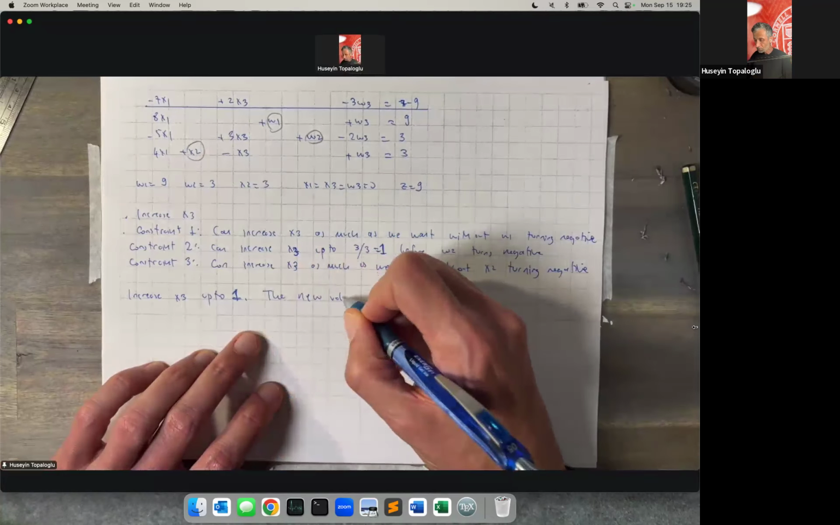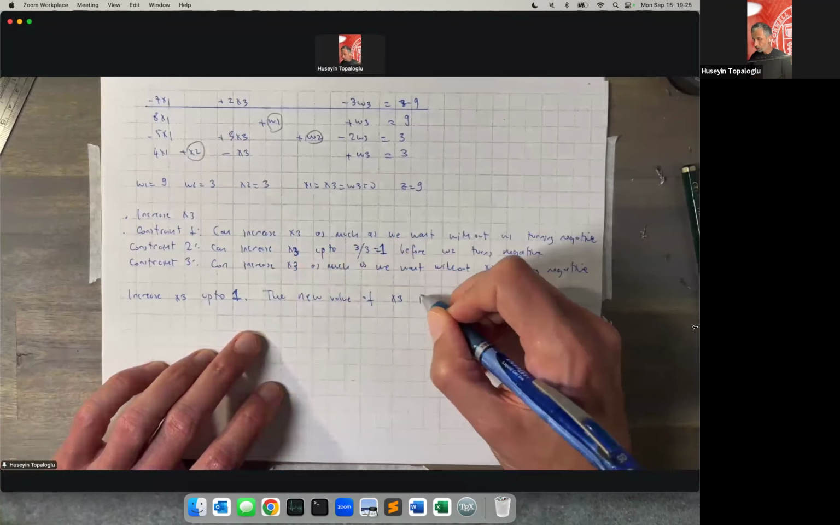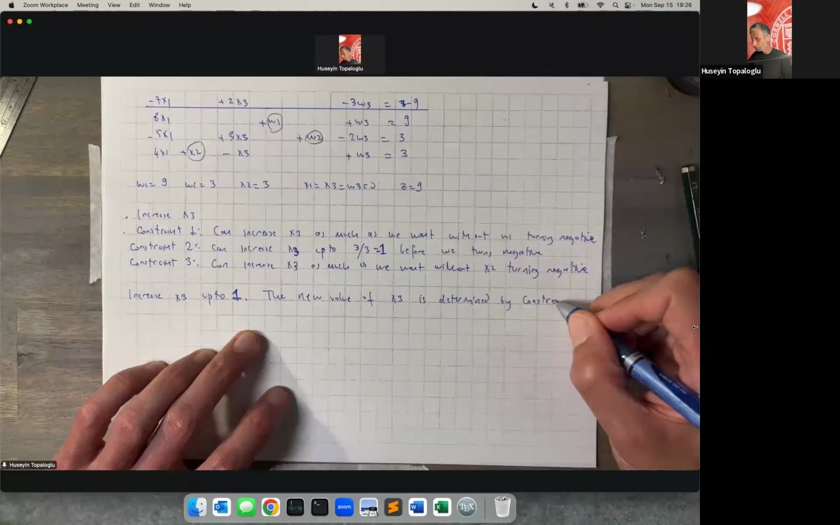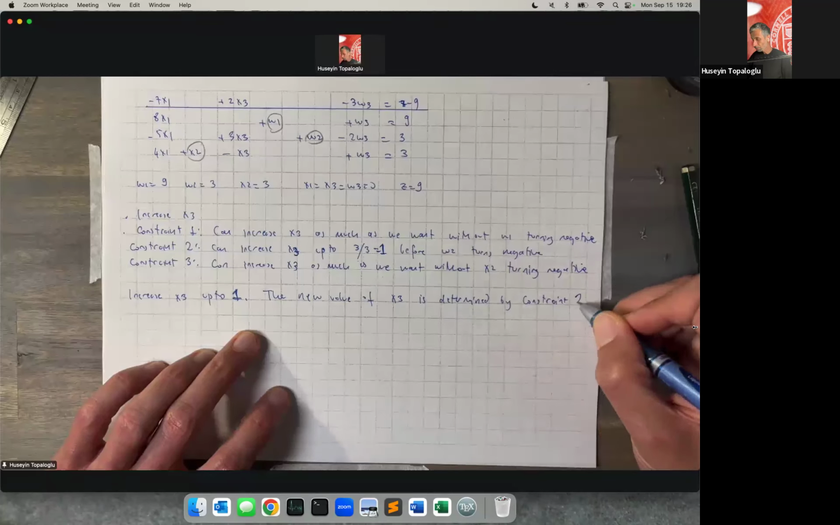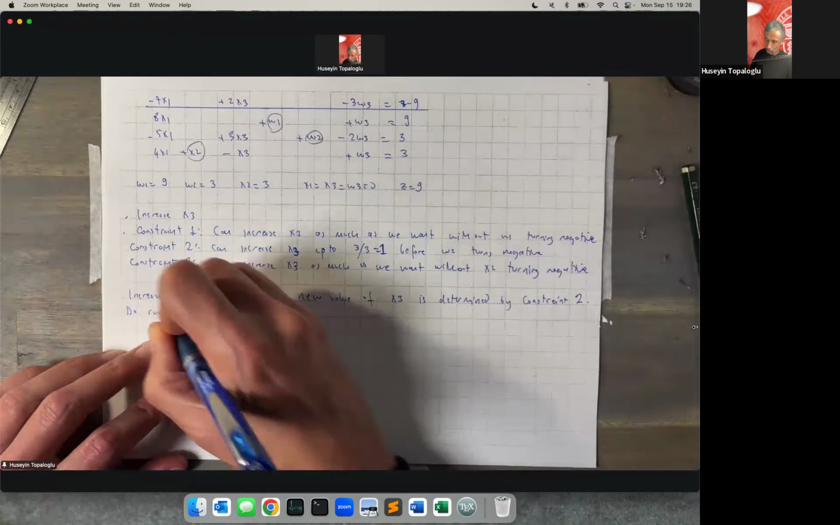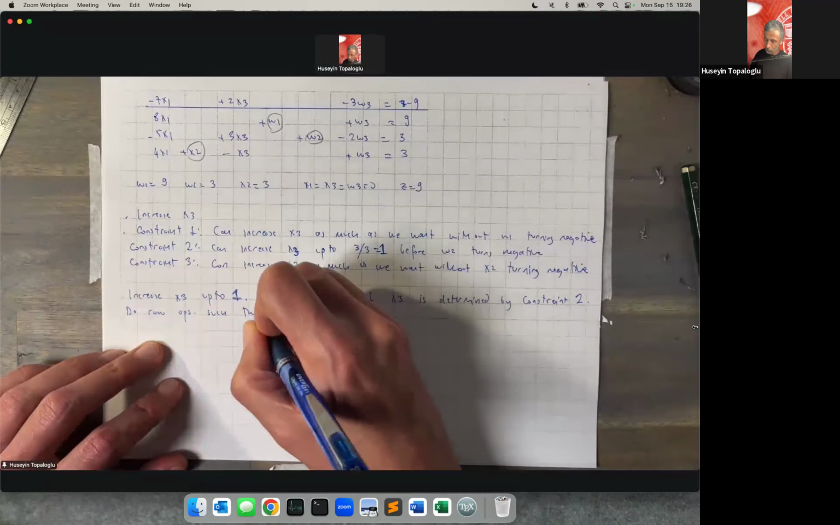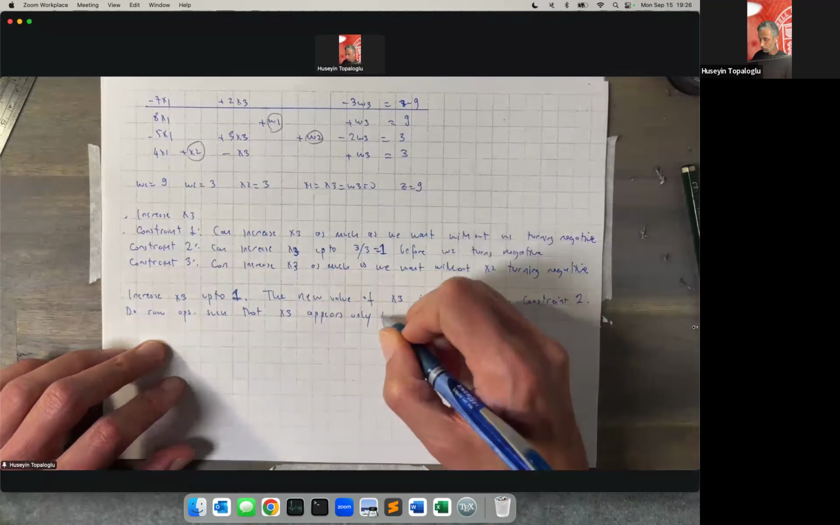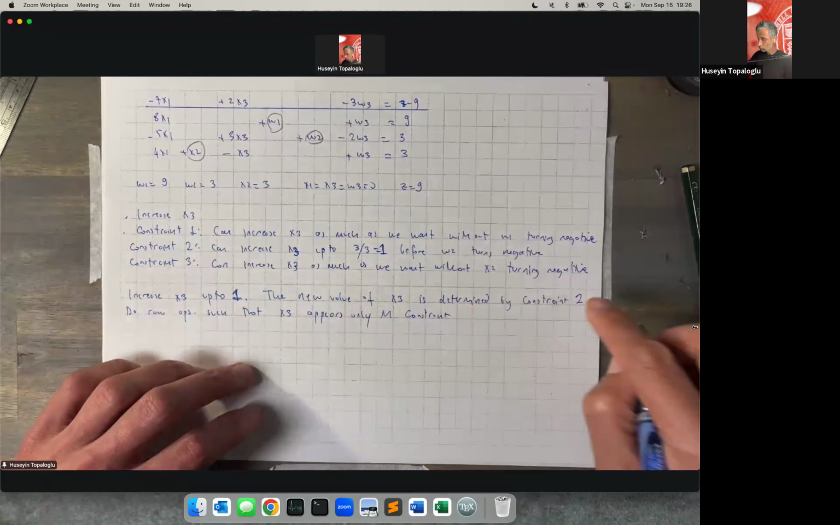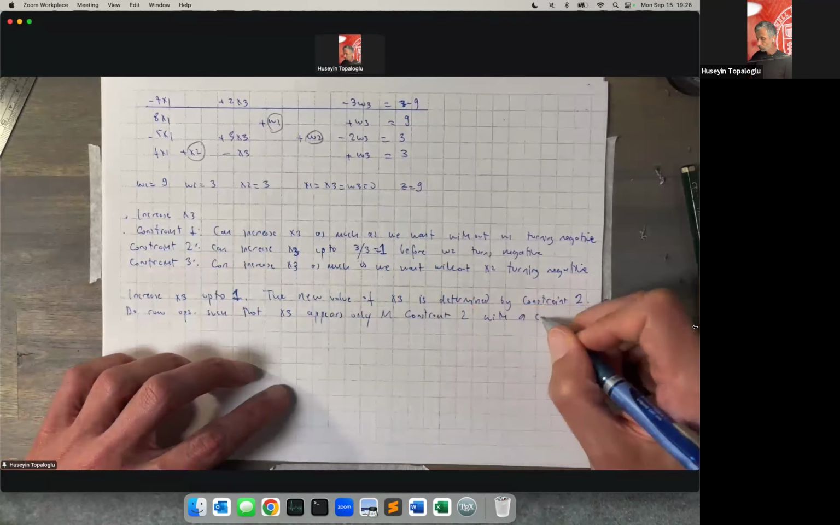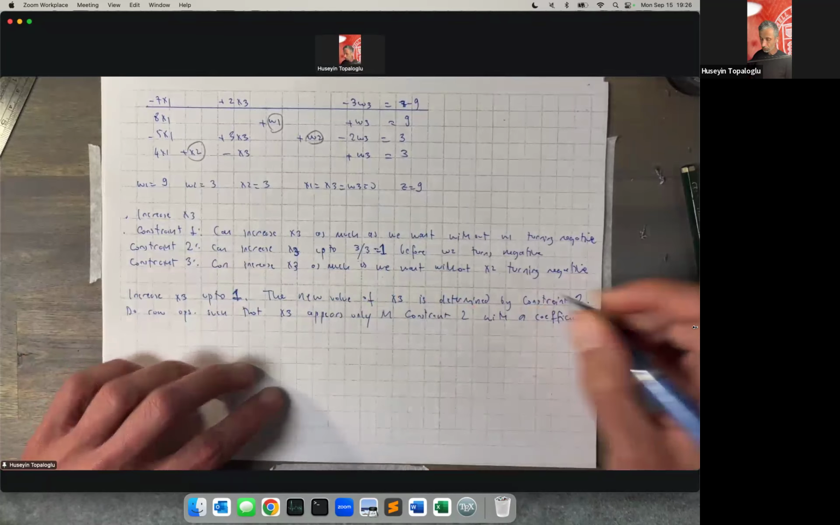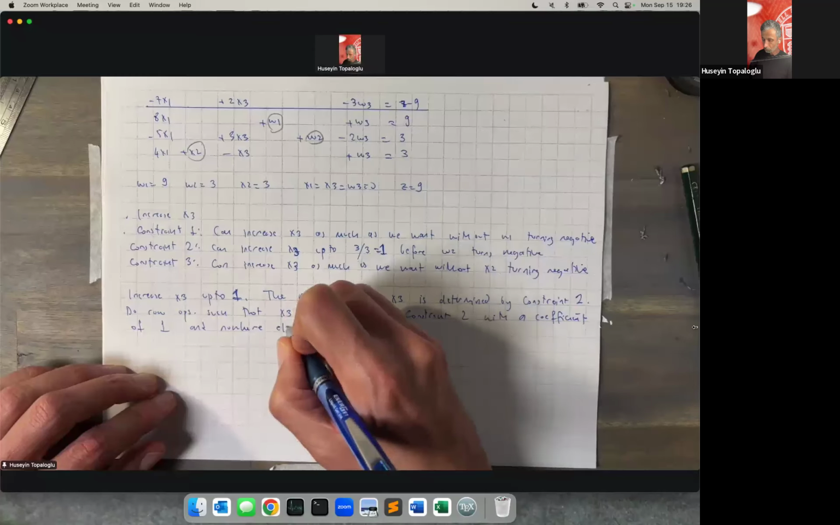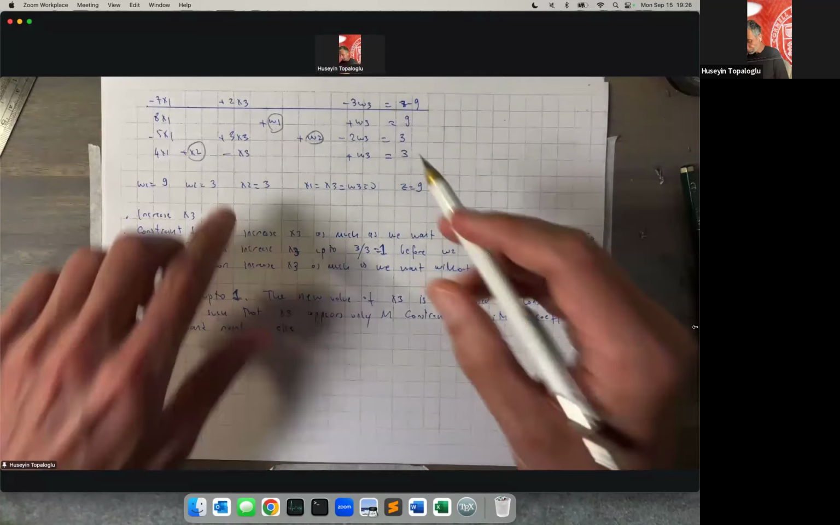So the new value of x3 is determined by constraint 2. Do row operations such that x3 appears only in constraint 2 with a coefficient of 1 and nowhere else. Let's do that.